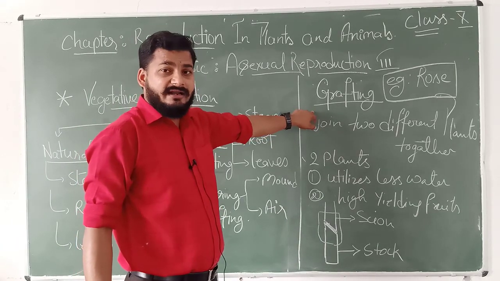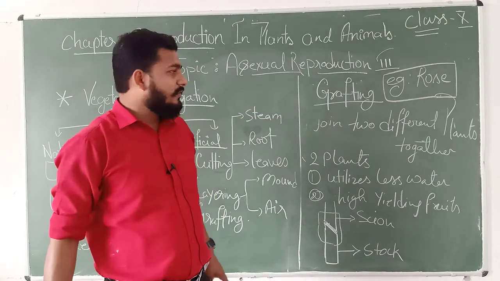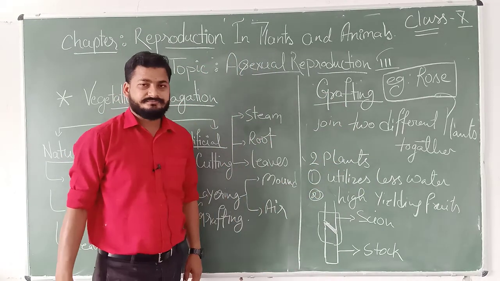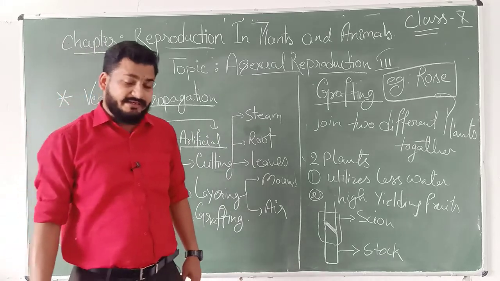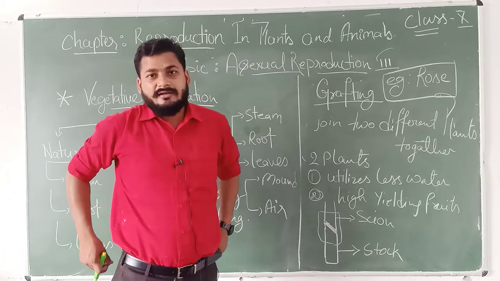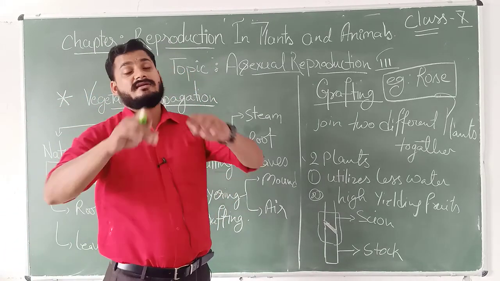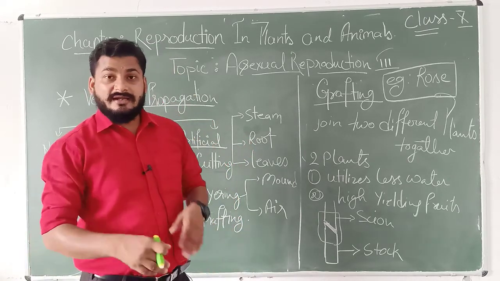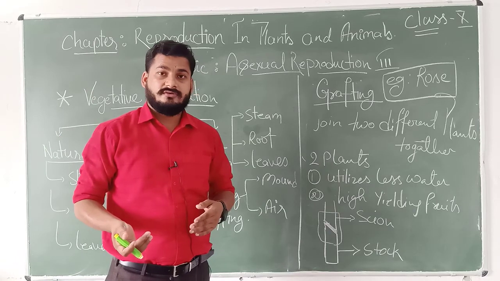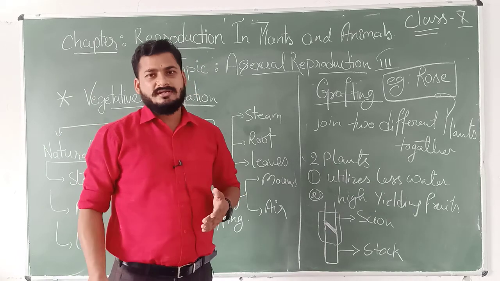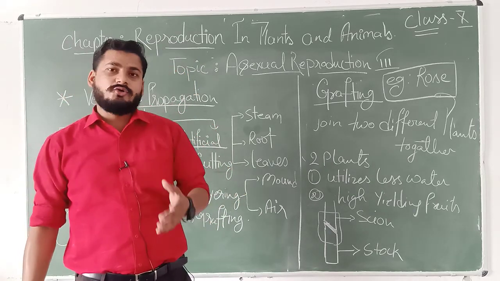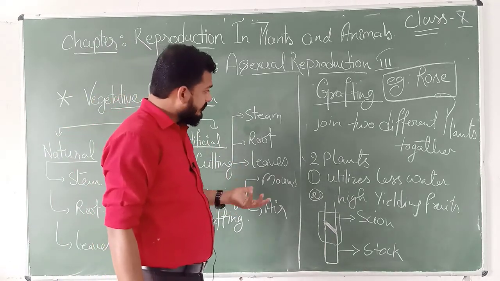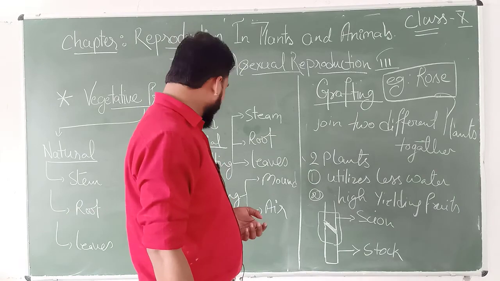The gardener has sold you a plant which has been grafted, and hence you may get two different colors of flower in the same plant. Some of the gardeners have produced more than two types of fruits in the same plant. Okay, so this was all about grafting.